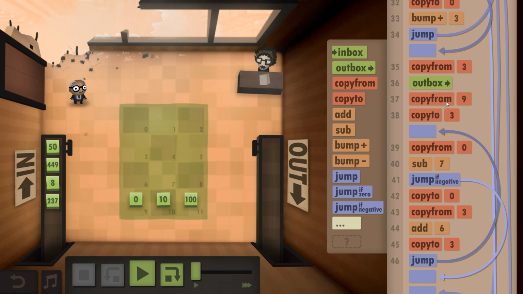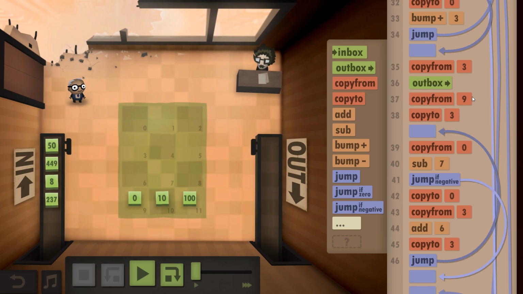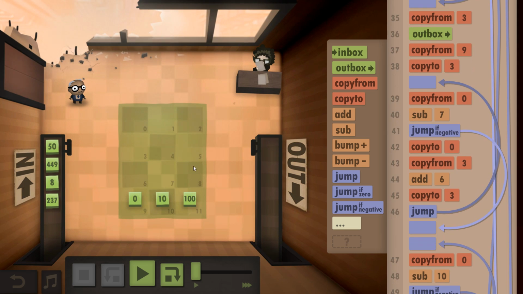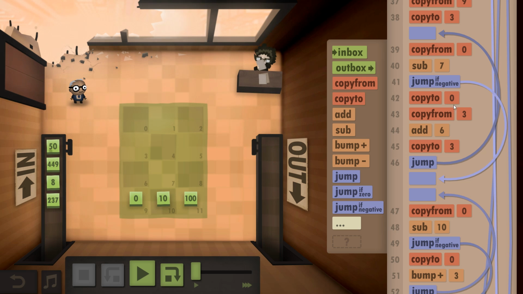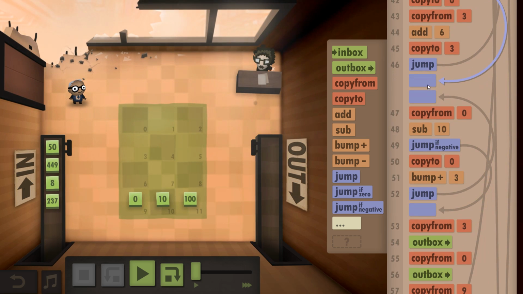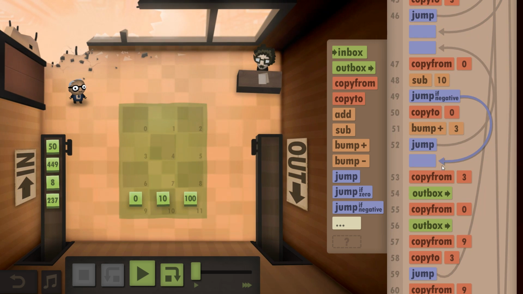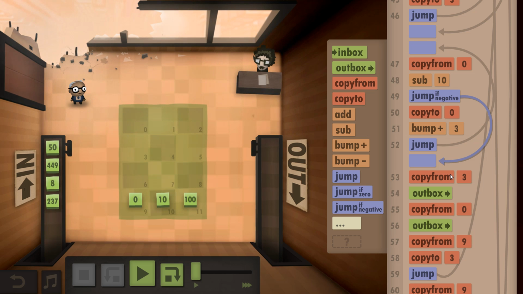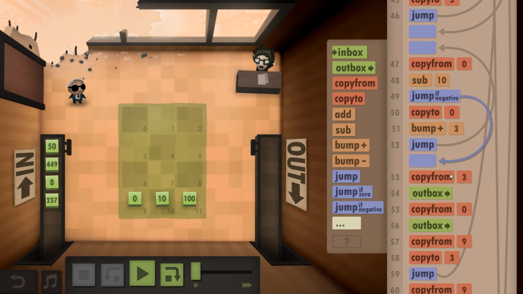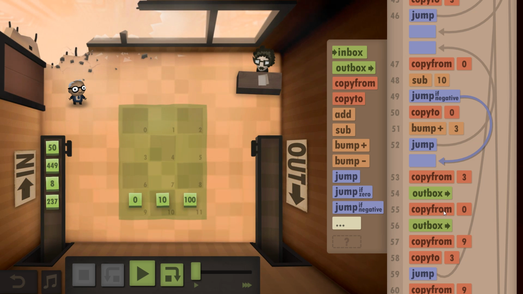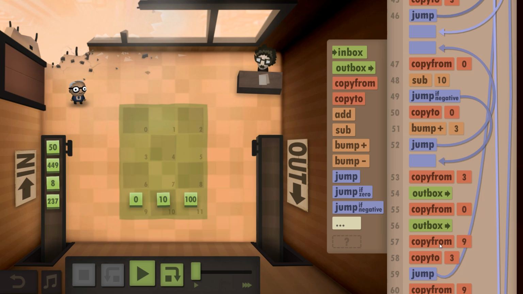Outbox, copy from 9, copy to 3. Copy from 0, sub 30, yeah, that's 30. It's negative, try with 10 if that's negative 2. Outbox the counter thing. And outbox the remainder and reset the counter.